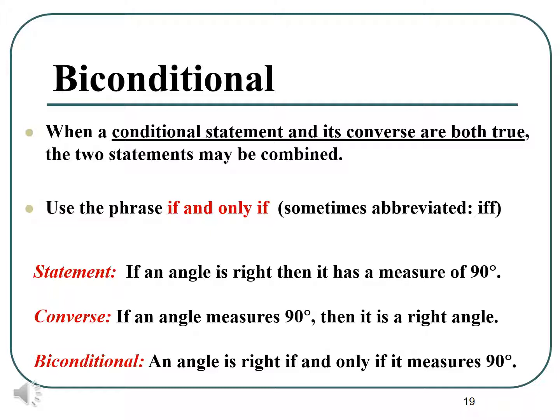So let's suppose you have the conditional statement, if an angle is right, then it has a measure of 90 degrees. So your hypothesis is the angle is right, conclusion measures 90 degrees. When you examine the converse, if an angle measures 90 degrees, then it is a right angle. It holds true, as does the original conditional statement. When that happens, you can write it as a biconditional, and you would do so as follows. An angle is right if and only if it measures 90 degrees. Many definitions can be written as biconditionals. Not all of them, but many.